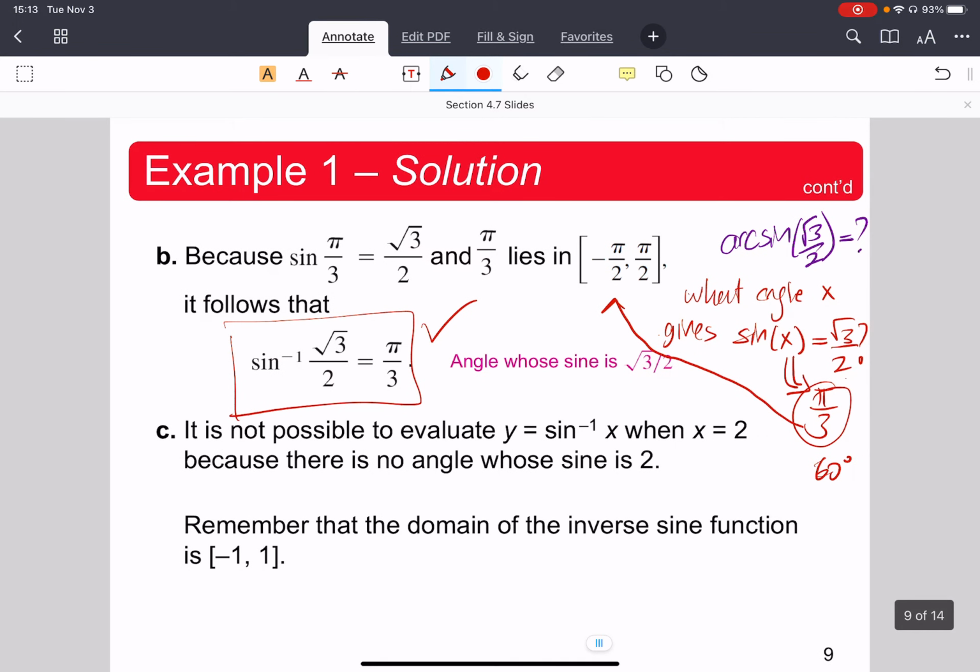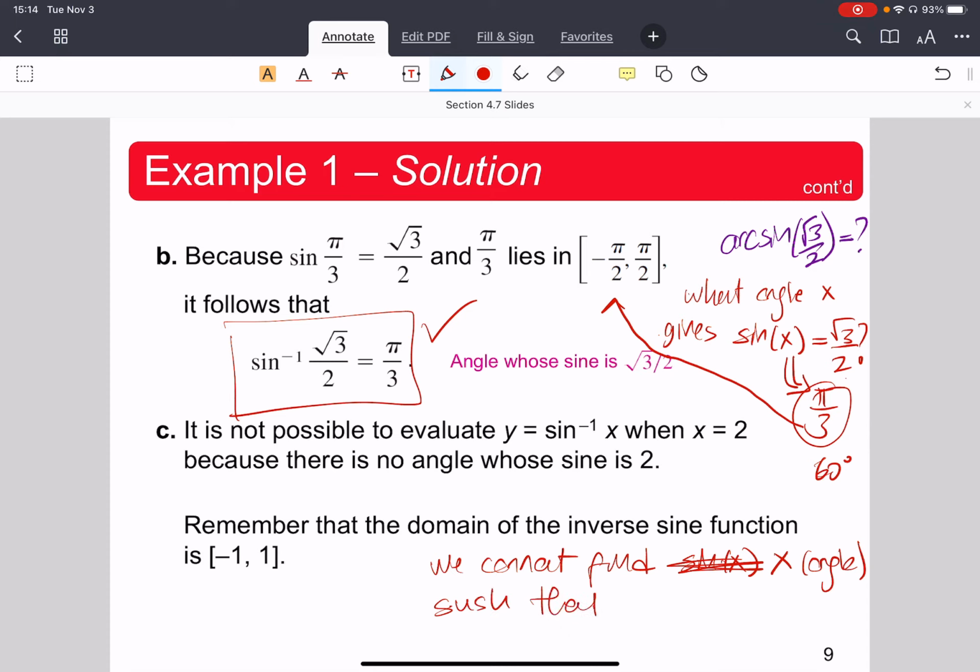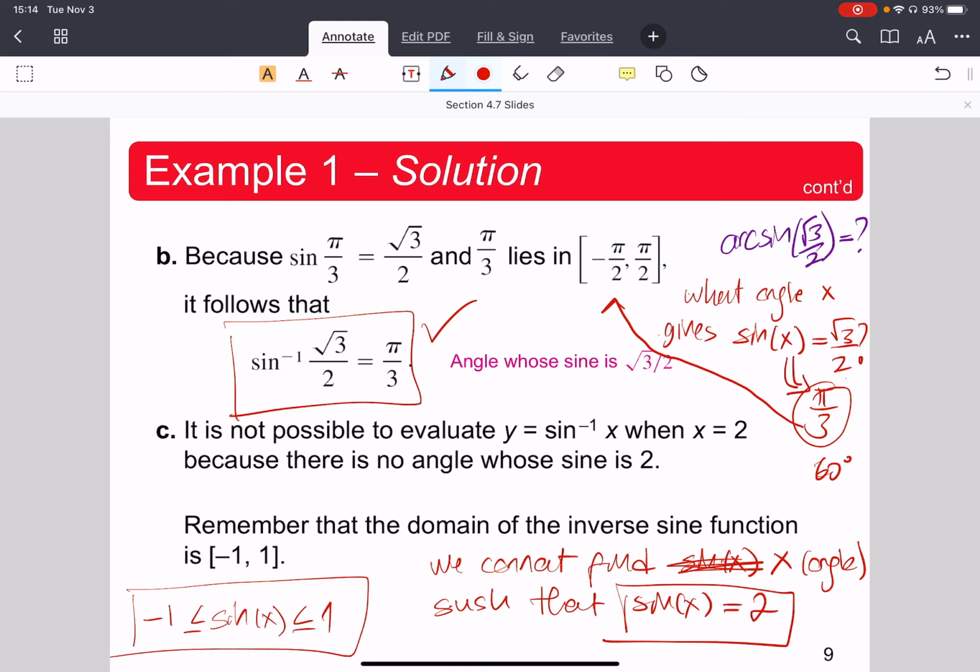So this is not possible because we cannot find an angle x such that sine of x equals 2. You guys realize this is not possible because the range for the sine function is always from negative 1 to positive 1. So sine itself cannot take a bigger value than that. So for that reason, it's not going to be possible.